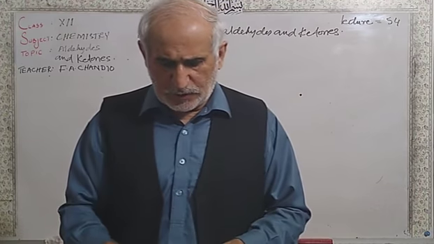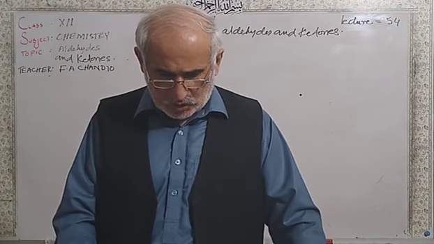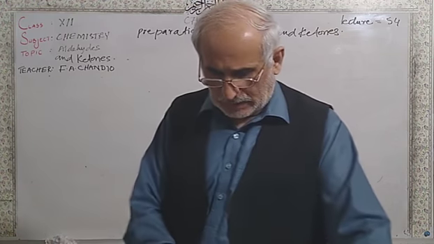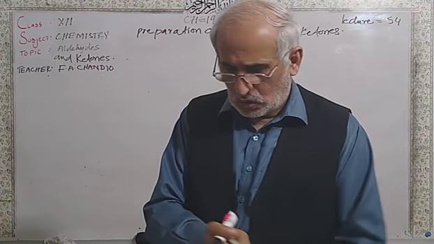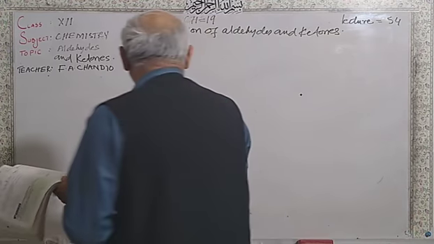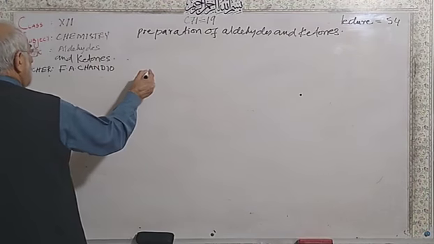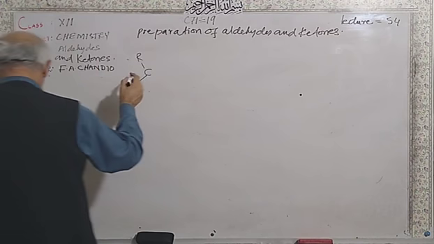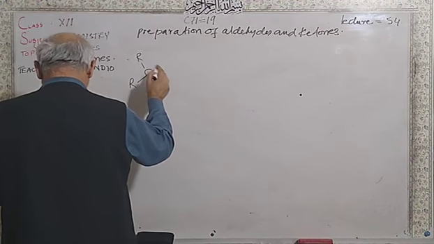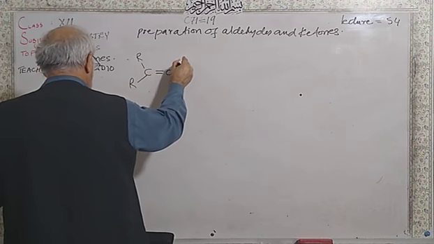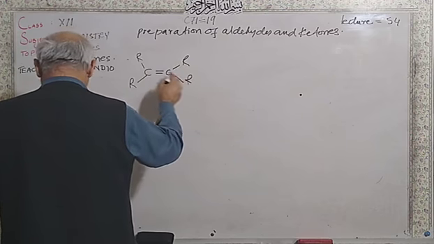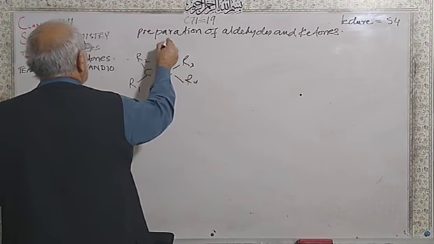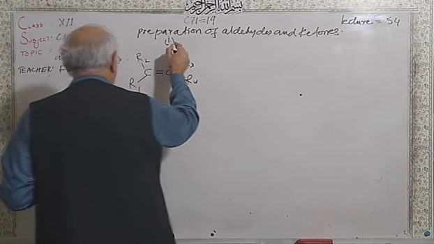Preparations of aldehydes and ketones. The first method is from the ozonolysis of alkenes. So dear students, I am writing here: this is a carbon, this is an alkyl group, there is also an alkyl group, this is a double bond, carbon, and this is an alkyl group and there is an alkyl group. This is alkyl group number 1, 2, 3 and 4. This is method number 1.